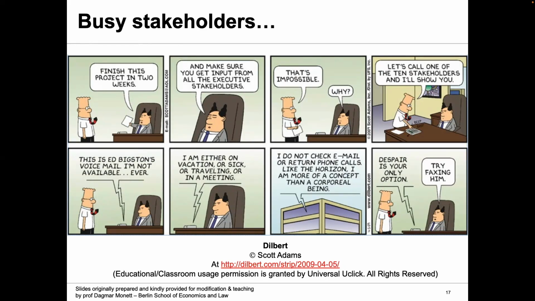So this comic strip just highlights another extreme scenario. I'm going to just read through it. Dilbert's boss calls him and tells him to finish this project in 2 weeks and make sure he gets input from all the executive stakeholders. To be honest, executive stakeholders are really hard to get by because they are busy people. They have a lot of things on their agenda. So Dilbert says, that's impossible. And the boss says, why? So Dilbert says, let's call one of the 10 stakeholders and I'll show you.